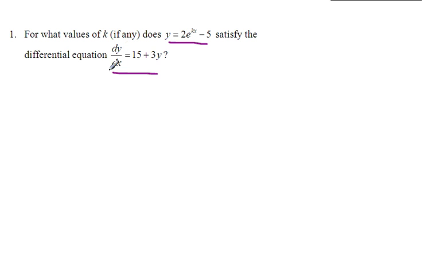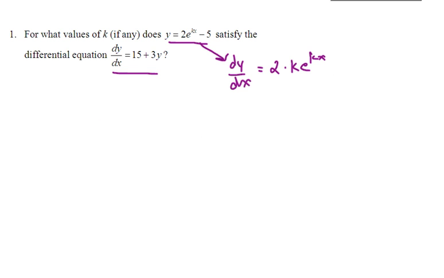All right, so the first thing we need to do is know what is dy/dx. So we take this one here and we figure out dy/dx. So we take the derivative of this. And the derivative of this is going to be 2 times that e^(kx), which is going to be k e^(kx), and the derivative of 5 is just 0. So now we've got dy/dx.